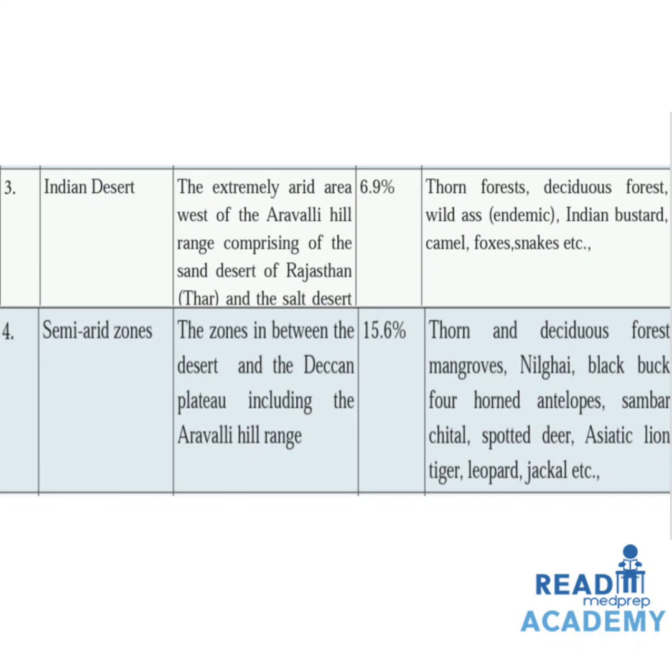Number 4 is the semi-arid zones. The zones in between the desert and the Deccan Plateau, including the Aravalli hill range. It occupies about 15.6%. Thorn and deciduous forests, mangroves, nilgai, black buck, four-horned antelopes, sambar, chital, spotted deer, Asiatic lion, tiger, leopard, jackal are present in this area.